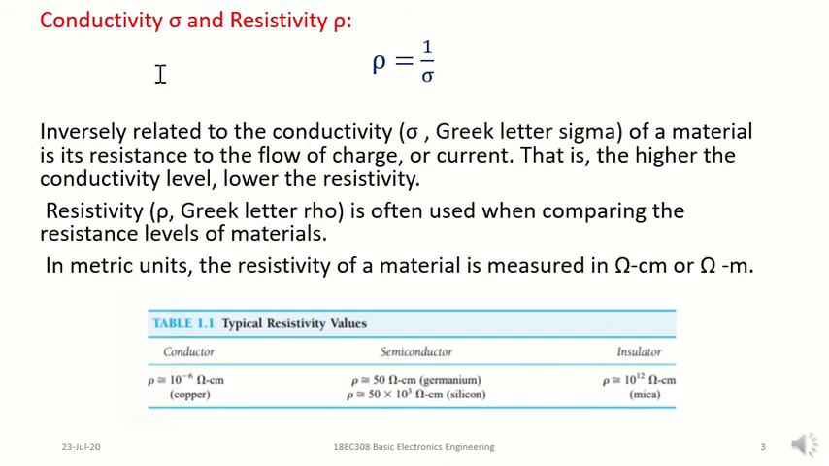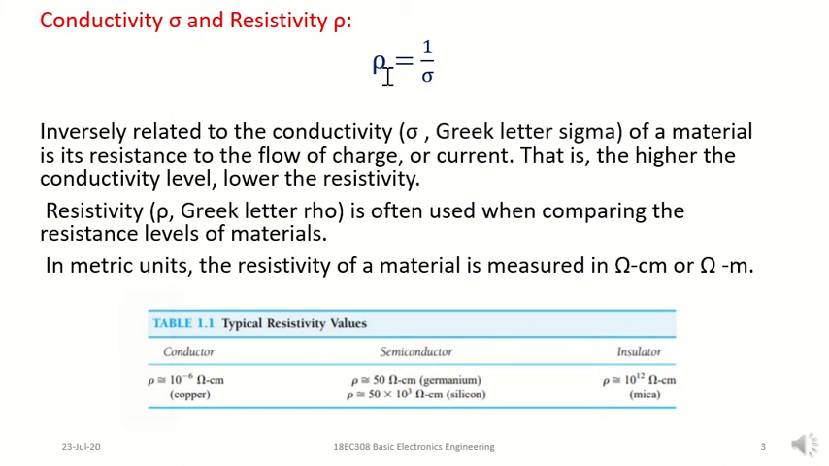Let us understand what is conductivity and resistivity. Conductivity is represented by sigma and resistivity is represented by the Greek letter rho. This is rho, this is sigma. They are inversely related. So if you see, higher the conductivity, lower the resistivity, or lower the conductivity, higher the resistivity.